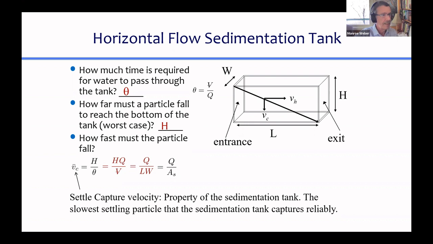You see that? It's Q divided by the plan view area. And that means that all that matters for your sedimentation tank is the plan view area. Oh, and depth canceled out. Is it kind of surprising? Depth cancels out because if you increase depth, the water moves more slowly across the tank, but you also have more time for the particle to get to the bottom. And those two effects are exactly the same.